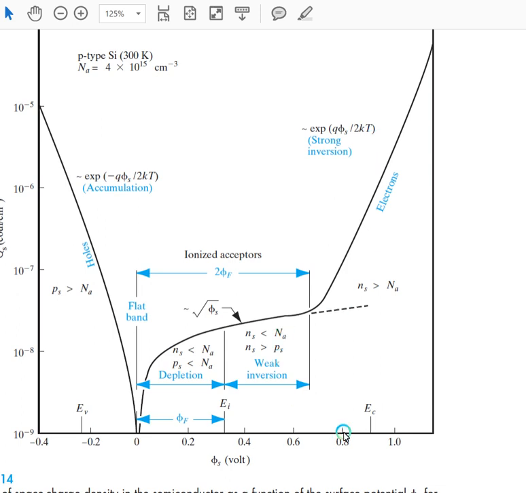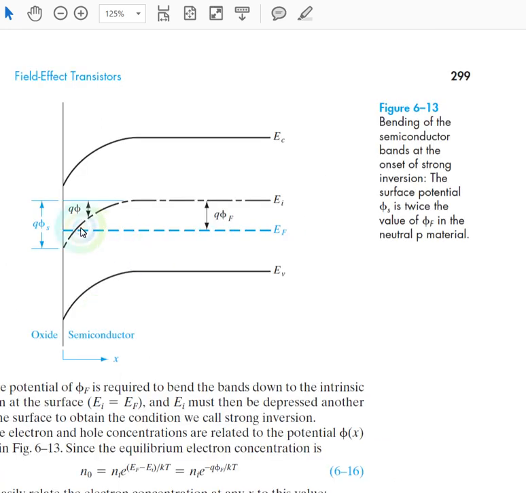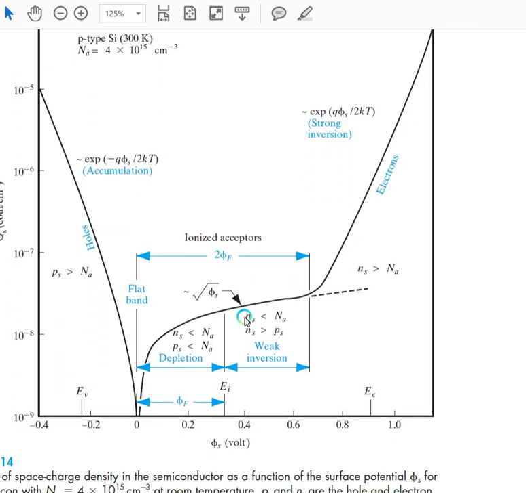Alright, and when we have phi s equals 0.8, the population of the electrons increases abruptly, and this is what is known as the strong inversion. Strong inversion occurs when EI has bent down below EF by the same amount by which EI is above EF. So the total surface potential must be equal to twice q phi F for the inversion to take place. I hope this figure 6.14 is now clear to you.